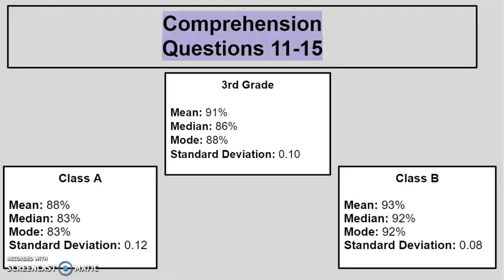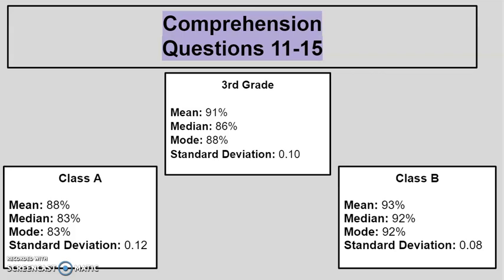Moving into the comprehension questions, which were indicated with a purple code on my Google Sheets, and they were questions 11 to 15. The mean score on the comprehension level questions was 91% with a standard deviation of 0.10. This indicates an adequate level of mastery of this curriculum content among the third grade students.